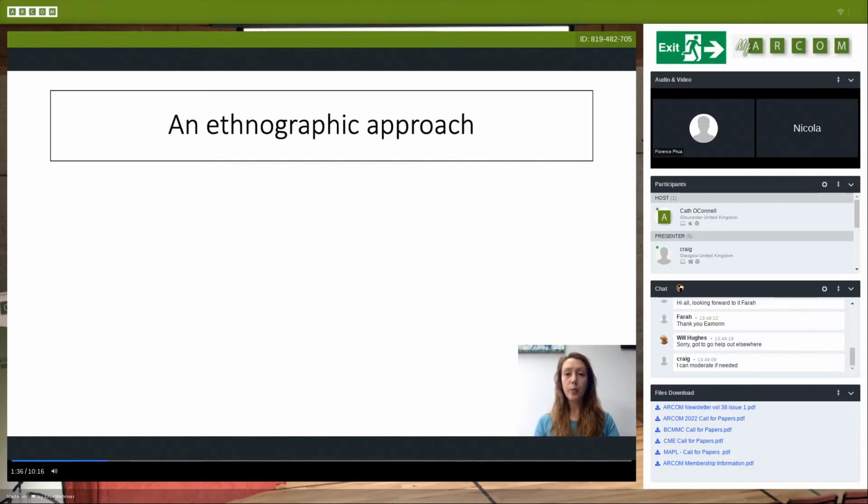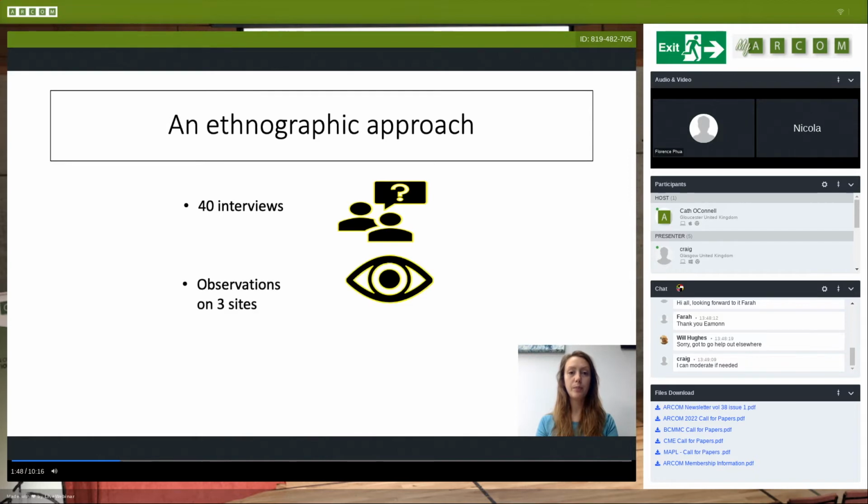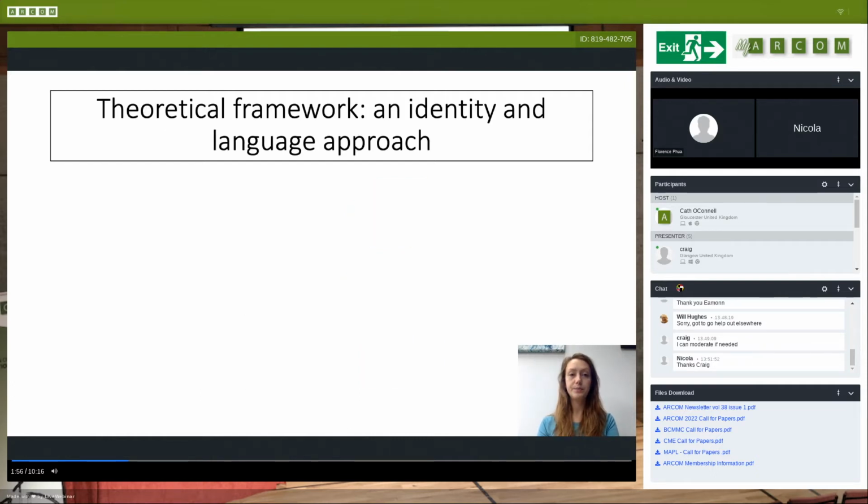So an ethnographic approach was taken. This included 40 interviews with a number of different participants, such as health and safety managers, project managers, supervisors, labourers, and professional interpreters. Observations on 3 sites here in the UK, and a collection of photos and documents. The data was analysed using a theoretical framework based on an identity and language approach.